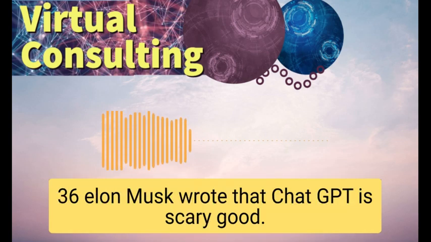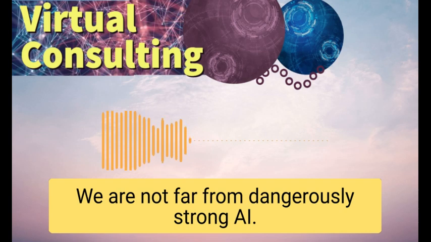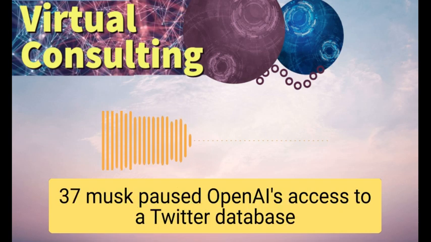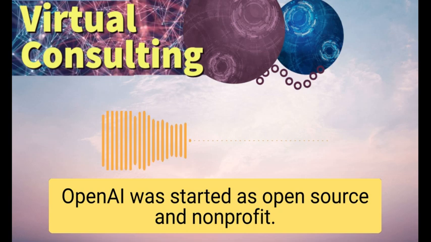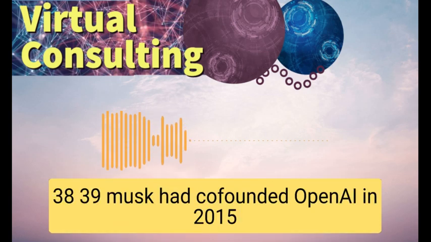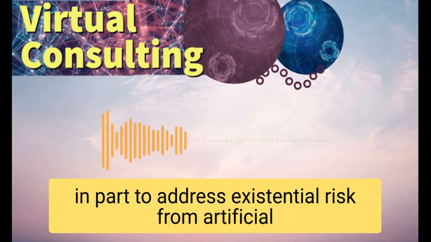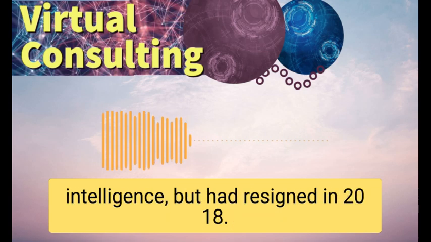36. Elon Musk wrote that ChatGPT is scary good. We are not far from dangerously strong AI. 37. Musk paused OpenAI's access to a Twitter database pending a better understanding of OpenAI's plans, stating that OpenAI was started as open source and non-profit. Neither is still true. 38. Musk had co-founded OpenAI in 2015, in part to address existential risk from artificial intelligence, but had resigned in 2018.